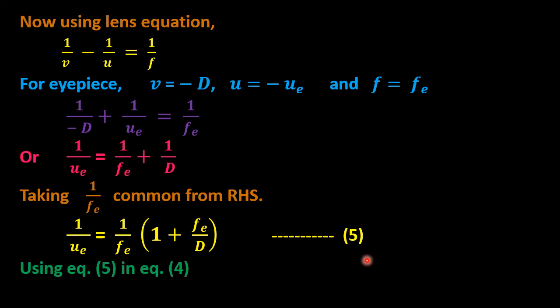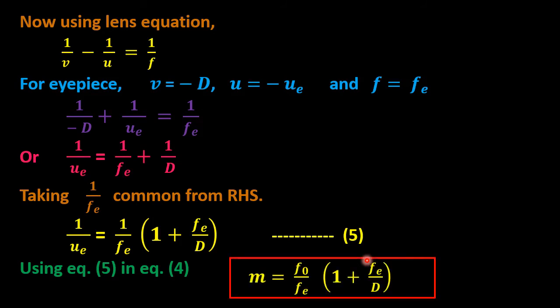Now using equation number 5 in equation number 4, we will get the final expression for magnification, which is m equals f0/fe times (1 plus fe/D).